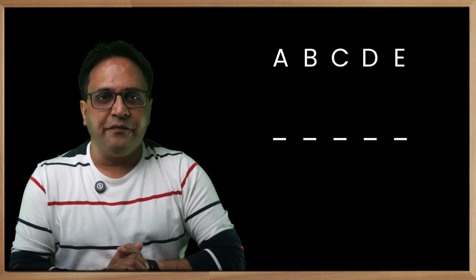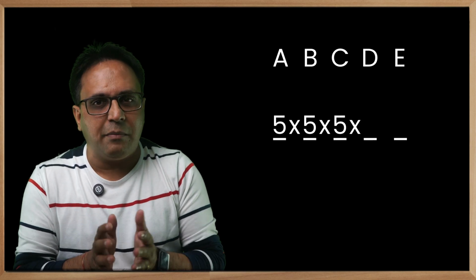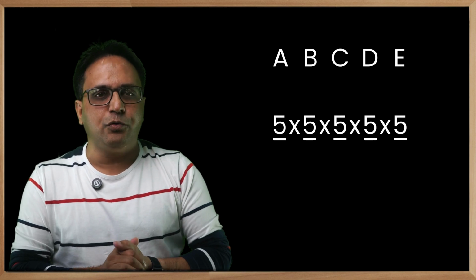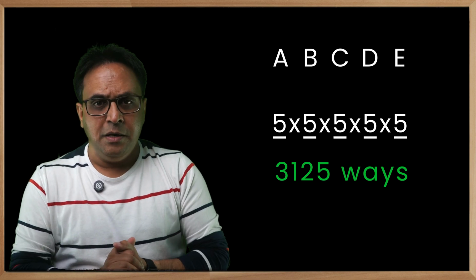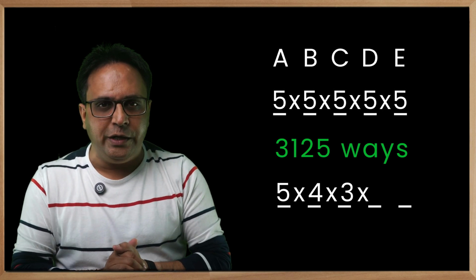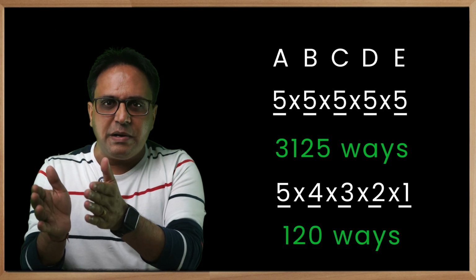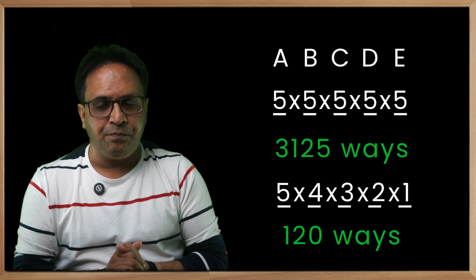With repetition, the five slots can be filled in 5 multiplied by 5 multiplied by 5 multiplied by 5 multiplied by 5, that is equal to 3125 ways. But when it comes to without repetition, it will have 5 into 4 into 3 into 2 into 1, that is 120 ways, because a letter that comes in the first place cannot be repeated thereafter.